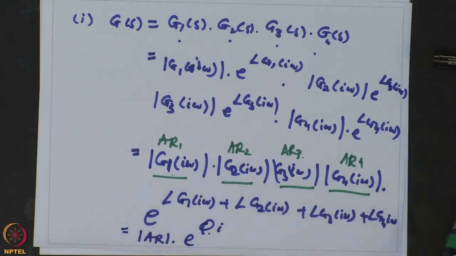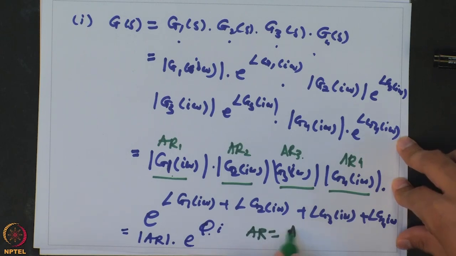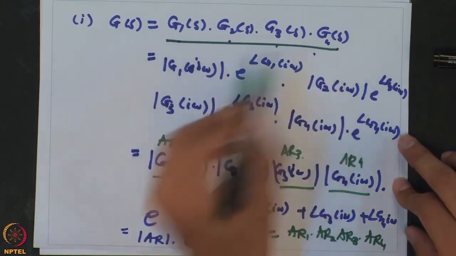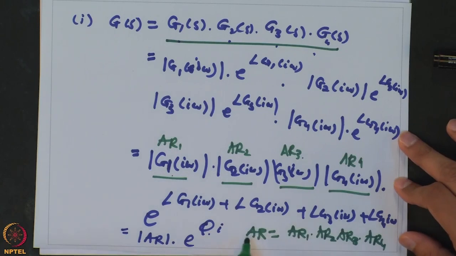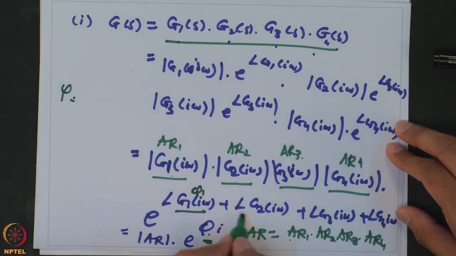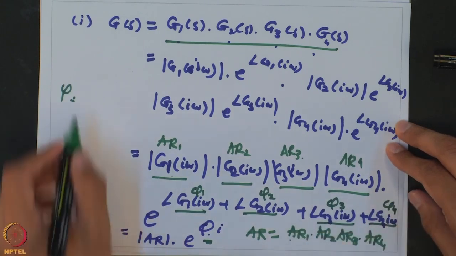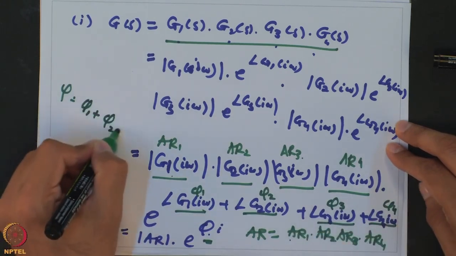So based on this, what we can write is AR is equal to AR1 times AR2 times AR3 times AR4. So if we have transfer functions in series, then the amplitude ratio of the resulting combination is the product of all these amplitude ratios. And when we talk about the phase, this phase phi is actually, these are phase 1, phase 2, phase 3, phase 4. So phase is actually equal to the summation of the phases.